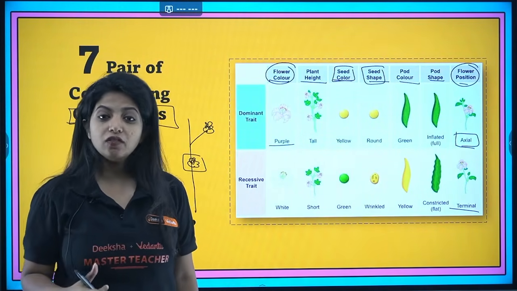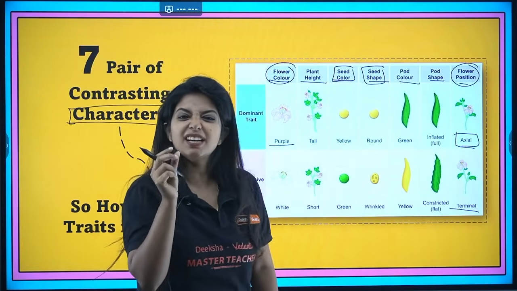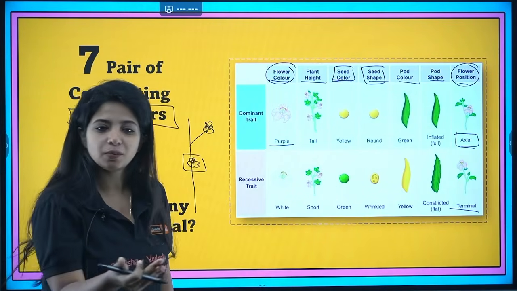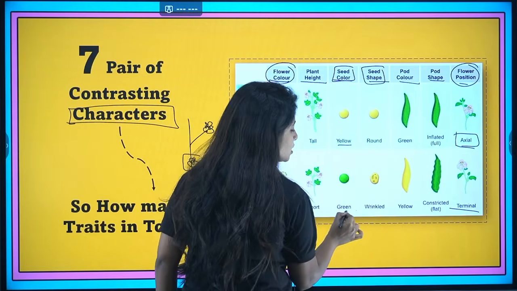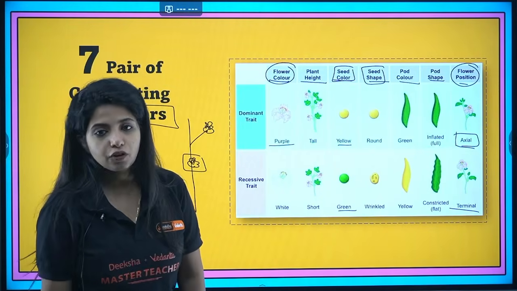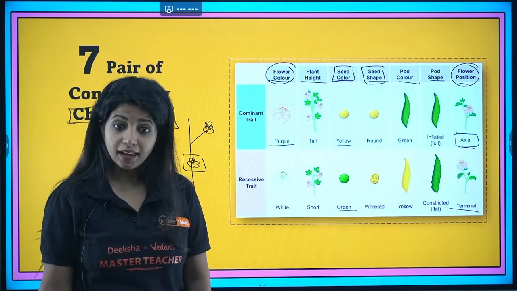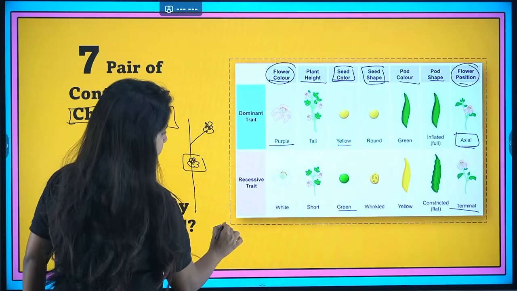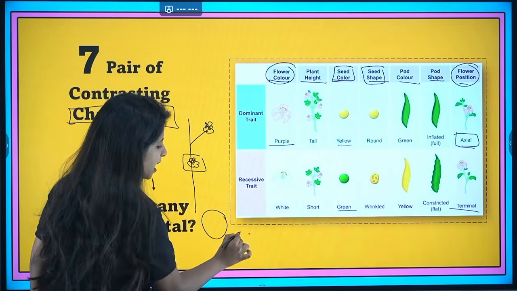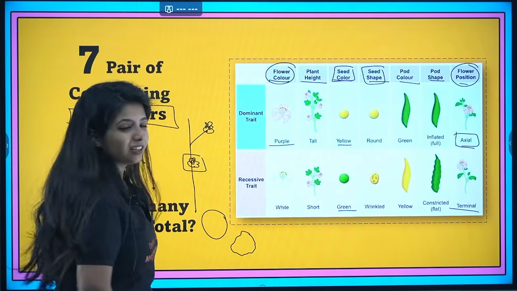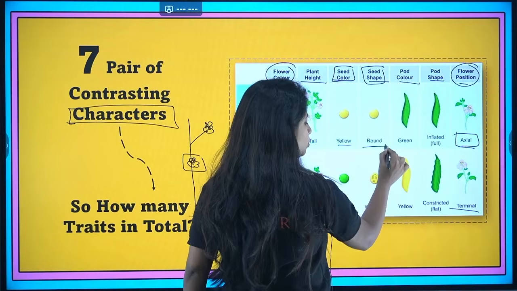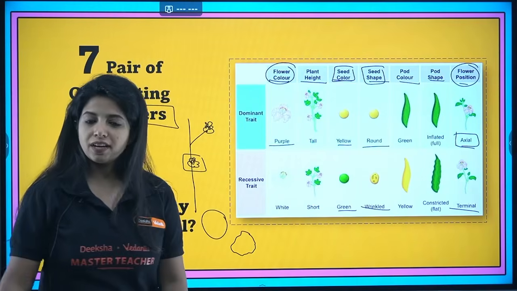Now, usually when you check up the pea plants, we eat the green pea out there, right? But you know what? Yellow color is actually the dominant one. And green color is the recessive trait out there. Now what about seed shape? Seed shape can be round, or sometimes it can be wrinkled. So which one is dominant? We know it is definitely round, which is going to be dominant, and wrinkled is going to be recessive.